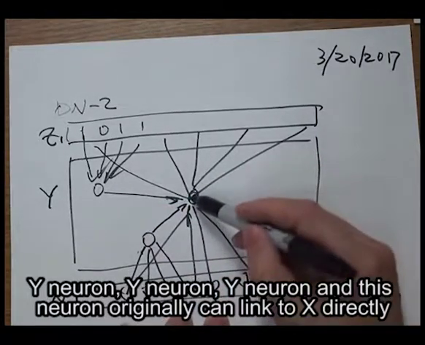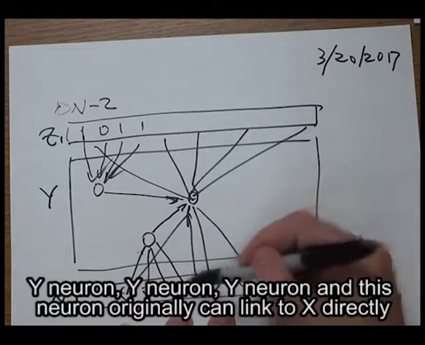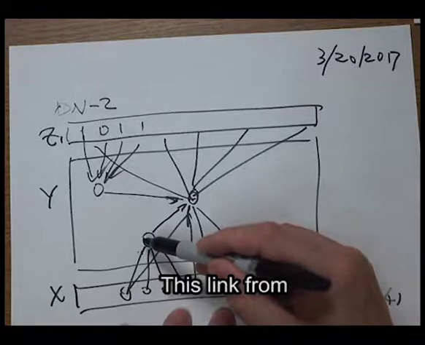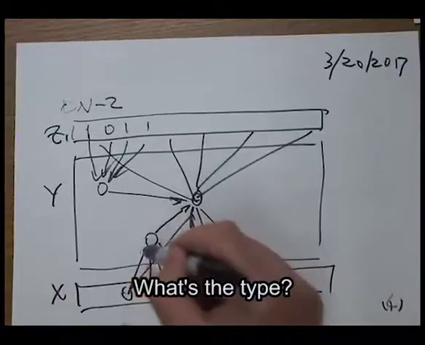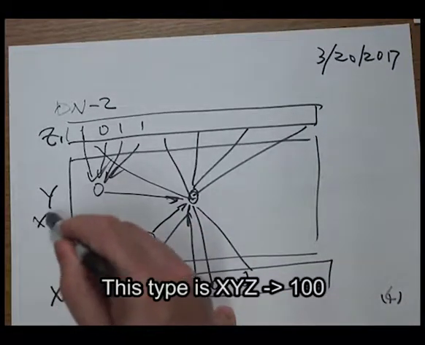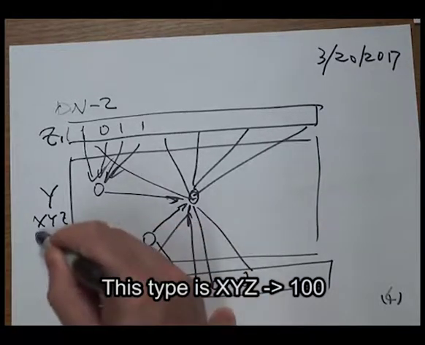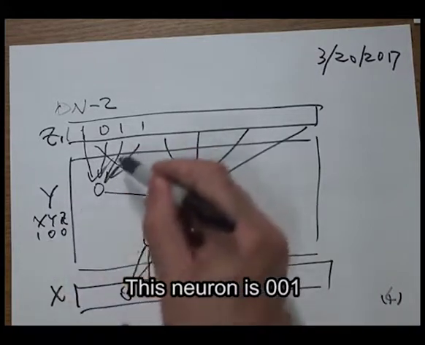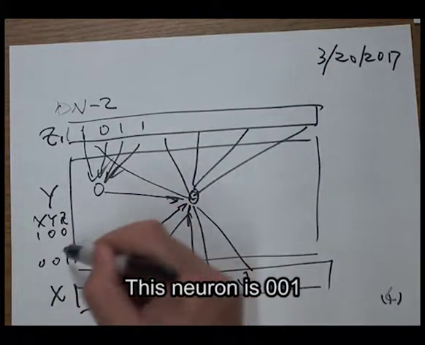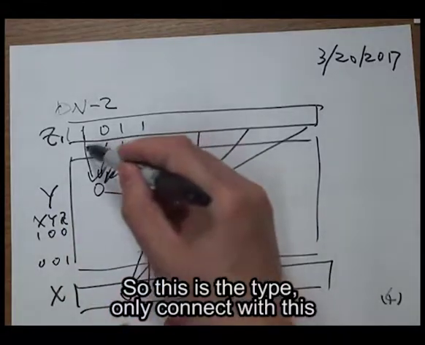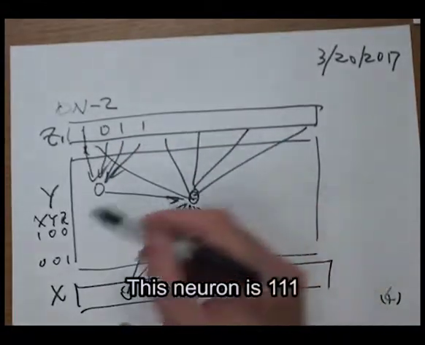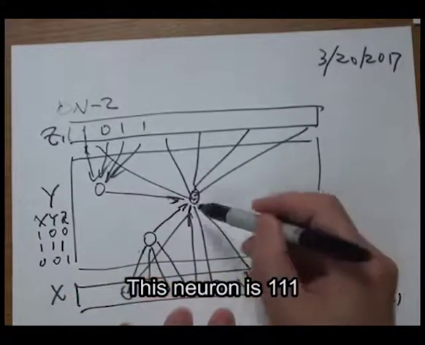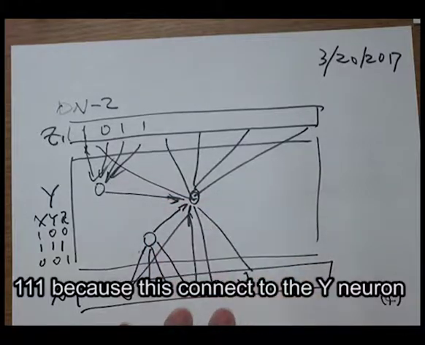And this neuron originally can link to X directly. Now instead it linked from, what's the type? This type is X, Y, Z, 1, 0, 0. Okay. This neuron is 0, 0, 0, 1. So this is the type, only connect to them. And this neuron is 1, 1, 1, because this is connected to the Y neuron.